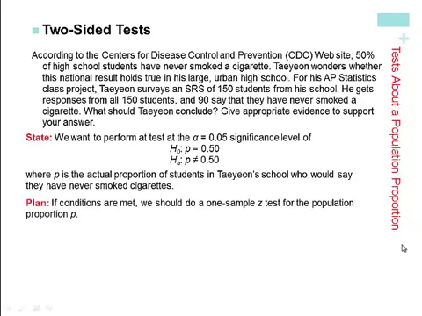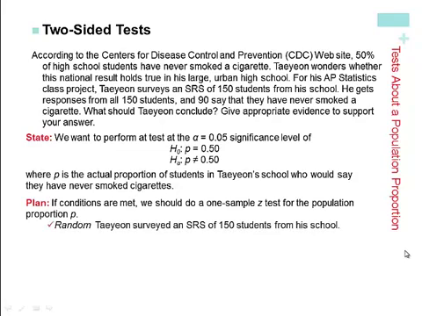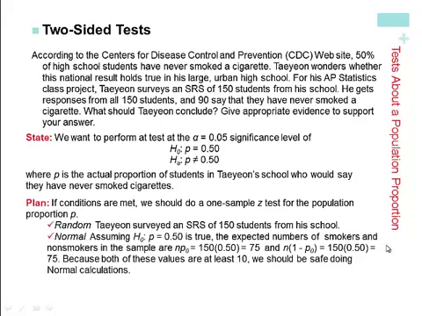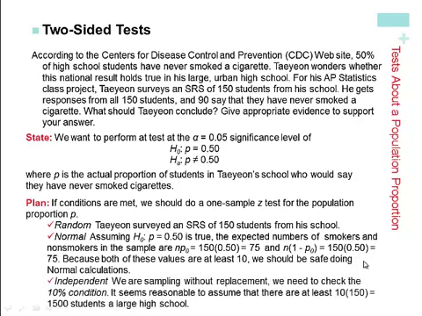Again, we need to check the conditions. First, randomness. The survey did a simple random sample of 150 students from a school. Normal. n times p-naught and n times 1 minus p-naught end up being 75 and 75. Both are greater than or equal to 10, so we're safe doing our normal calculations. Independent, we are sampling without replacement, so we do need to check the 10% condition. So if he's at a large high school, we're going to assume that there are more than 1,500 students at their high school.